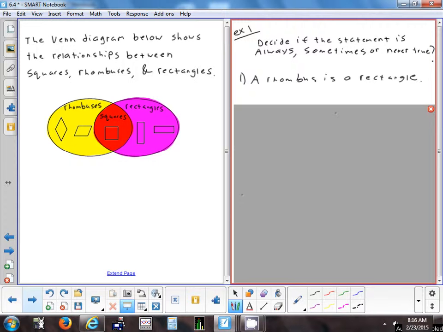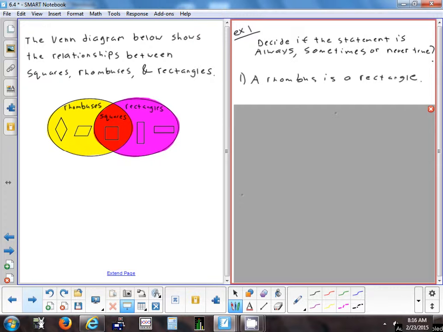Okay, somebody else said sometimes. Ian, why do you say sometimes? Because a square will always be a rhombus, so therefore a rhombus is sometimes a rectangle. Yeah, that sometimes could be true if it's one specific shape. What shape could you consider a rhombus, but it also is a rectangle at the same time? There's only one shape. A square. Technically a square falls under the rhombus category.